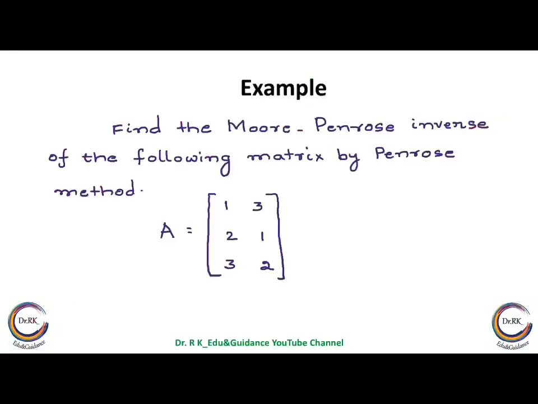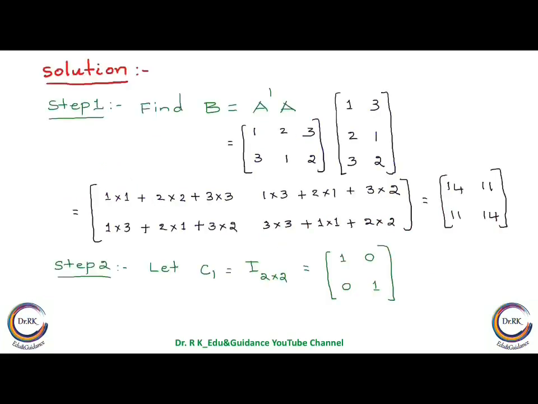Now we'll take an example. Find the MP inverse of the following matrix by the Penrose method. Here it clearly indicates this is not a square matrix. This is a rectangular matrix, so we can go with the Penrose method. First, as discussed in the procedure, we have to find B equal to A transpose into A. A is the matrix, and its transpose has the first row becoming the first column. Then we find the product of this.